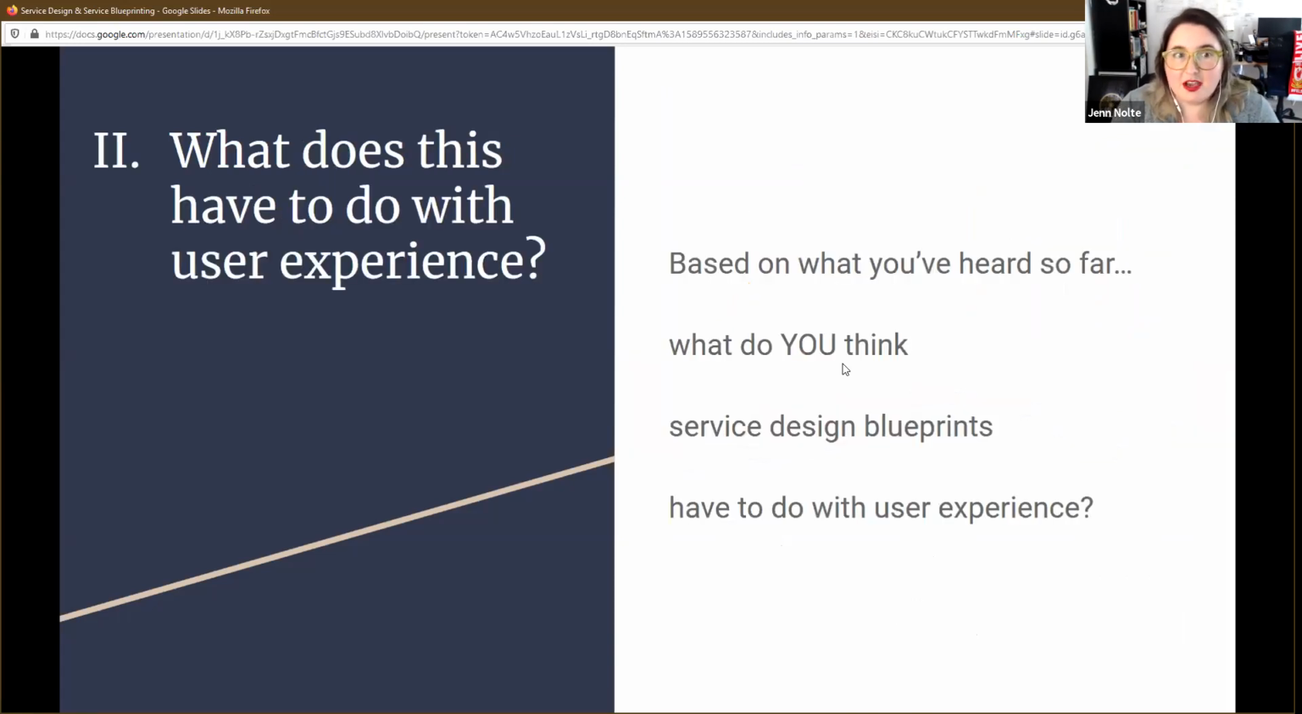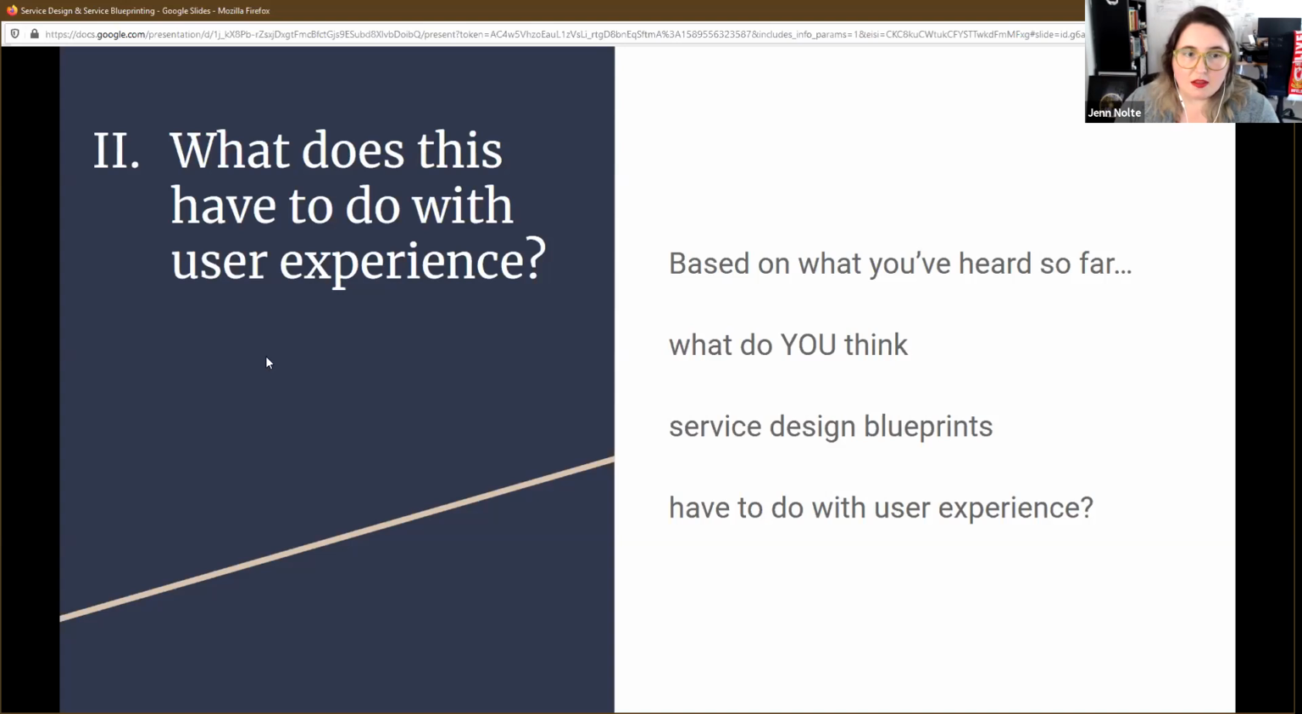So what does this have to do with user experience? What is this service design approach? What does that have to do with UX? Do we have any thoughts on that? Feel free to jump in or just write something in the chat. Okay.